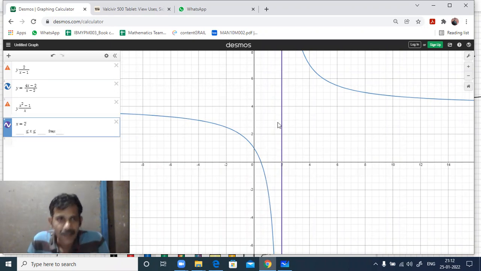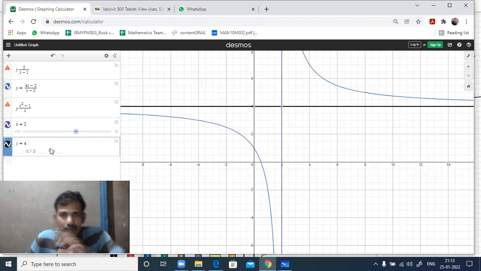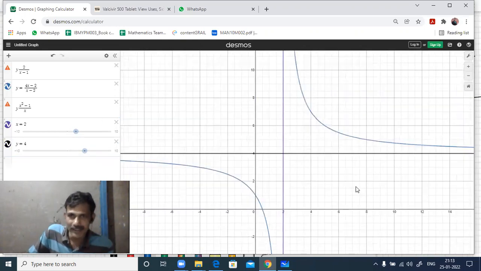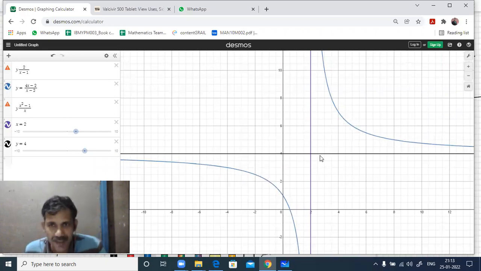See here, x equal to 2, and the horizontal asymptote also is there. We said y equal to 4. That also you check. The horizontal asymptote came. See, this is a rectangular hyperbola formed. It is having both horizontal and vertical asymptotes.